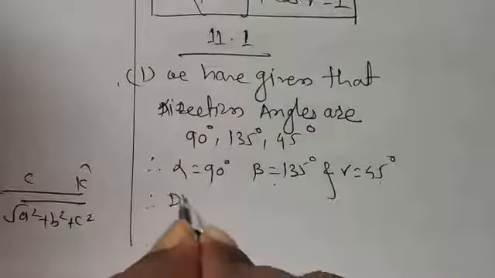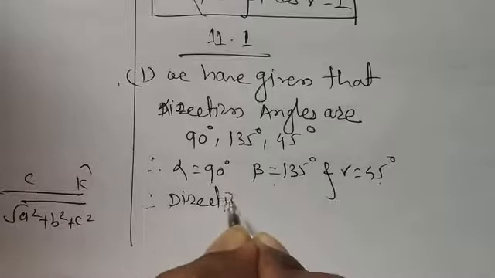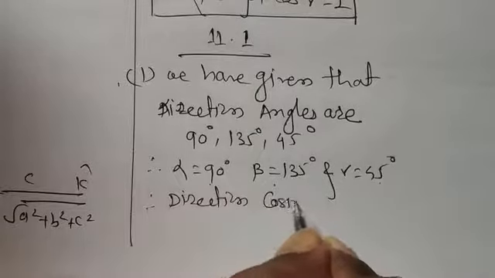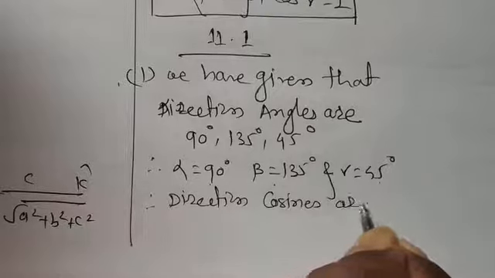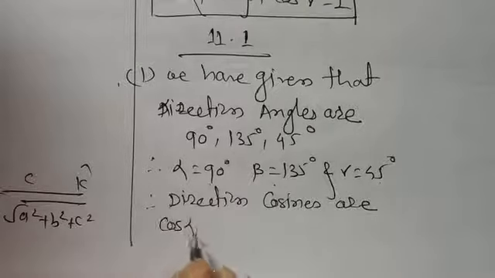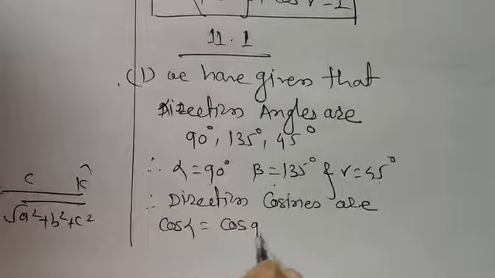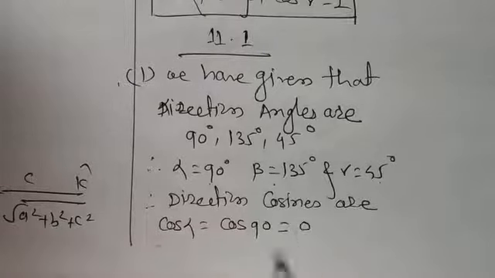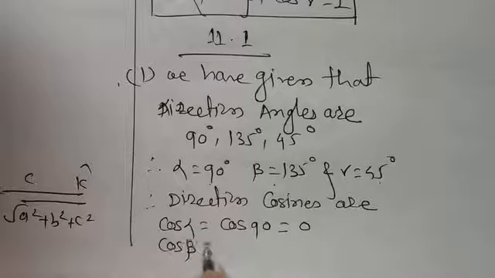Therefore the direction cosines, that means cos alpha, that is cos 90, is equal to what? 0. Cos beta is equal to what?